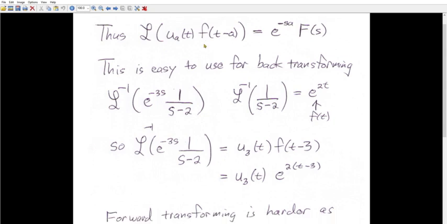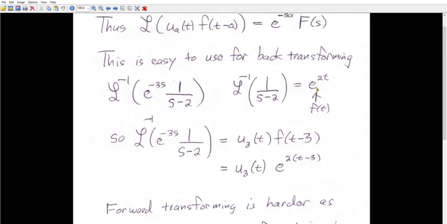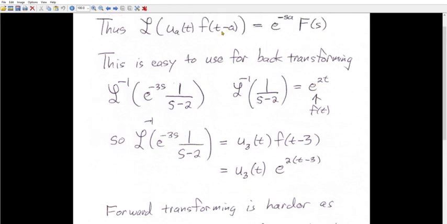So this formula is easy to use for back transforming. Let's look at e to the minus 3s times 1 over s minus 2. Now the inverse transform of 1 over s minus 2 is e to the 2t, and that's the thing playing the role of f up here. It's the inverse transform of capital F, which we're taking to be 1 over s minus 2.